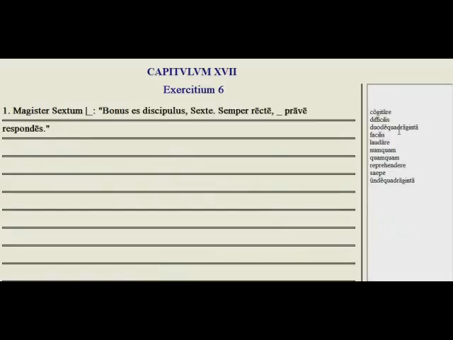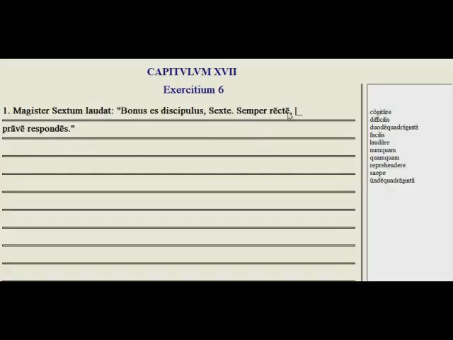Here we have our vocab exercise. You know the drill for vocab. Make sure you know these before you go into this. Magister Sextum, the teacher, what he's doing here is he's saying you're a good student, so he's praising him. So laudat Sextum. You're a good student, Sextus. Always correctly. And now we want to say never incorrectly you respond. So you answer always correctly, never incorrectly.